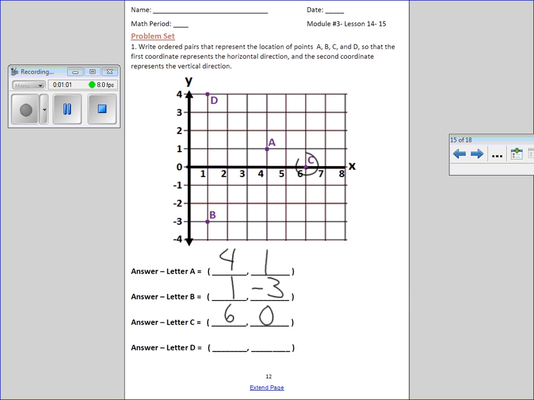Letter D, Johnny G. 1, 4. Sounds good. Ready for some follow-up for tickets? You ready? What points lie in quadrant 1? Kelsey. Say it again, hon. I didn't hear you. D and A is good. Come and get a ticket for that.